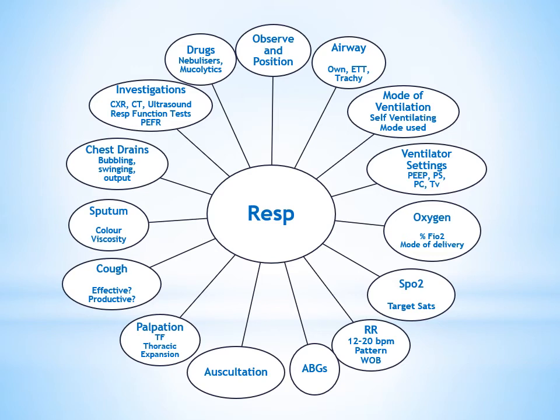Next, look at their airway. Patients may be maintaining their own airway and not need extra support, or they may need support with this. An ETT, an endotracheal tube, is a flexible plastic tube that is placed through the mouth into the trachea to maintain an airway and ensure adequate ventilation.